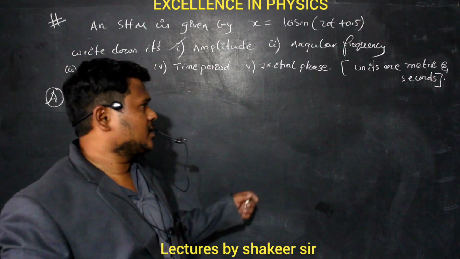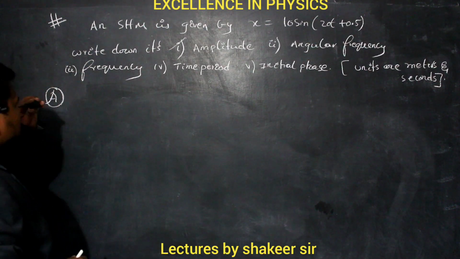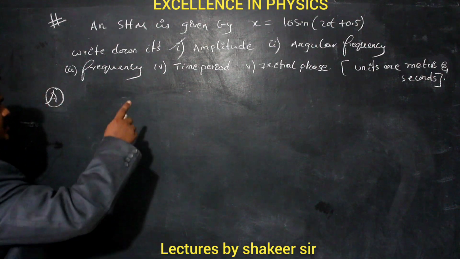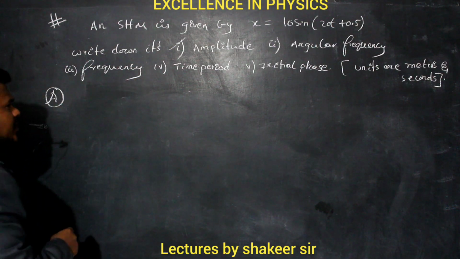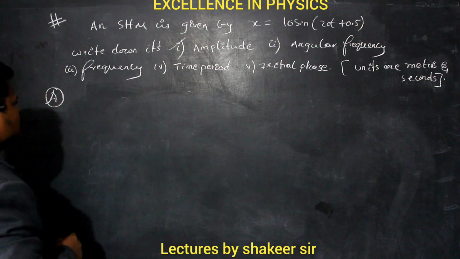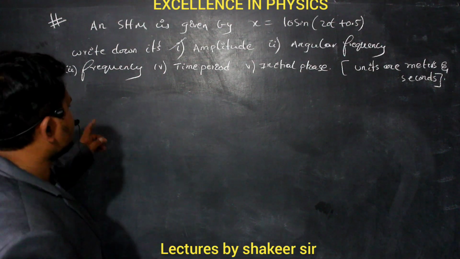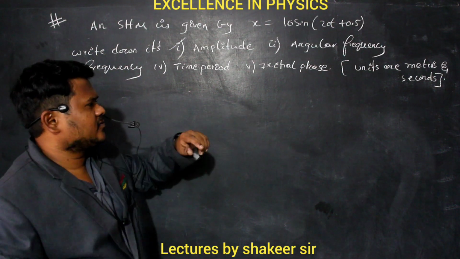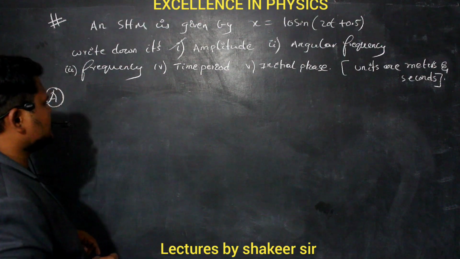Dear students, now let us see this question. An SHM is given by x is equal to 10 sin(20t + 0.5). Write down its amplitude, angular frequency, time period and initial phase. Units are given in meters and seconds.